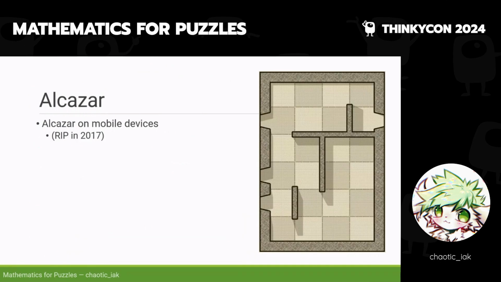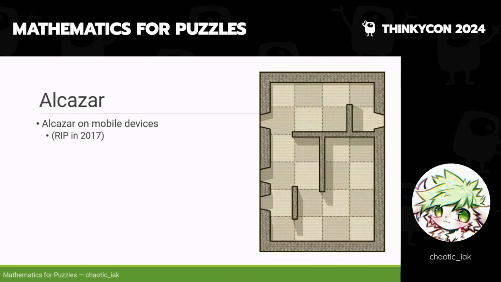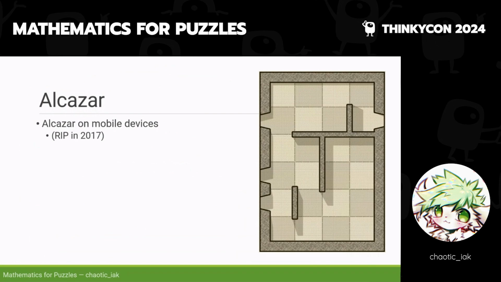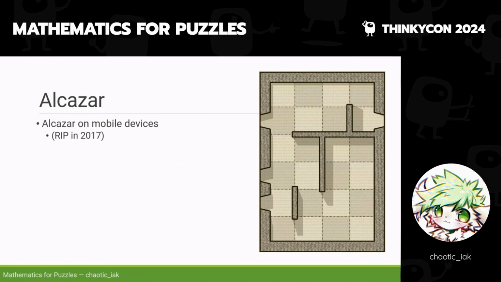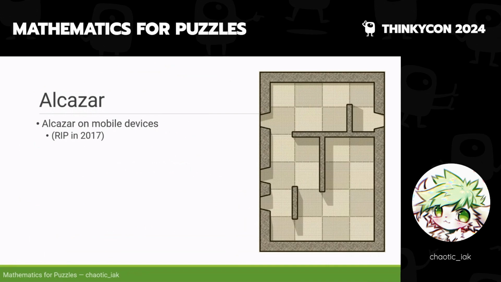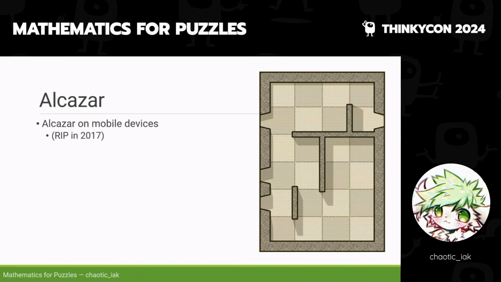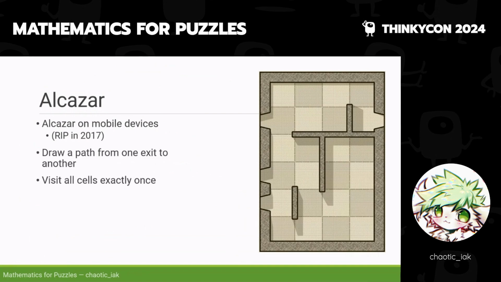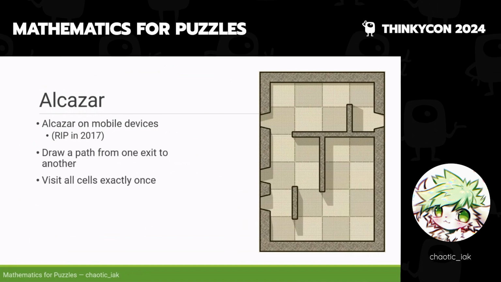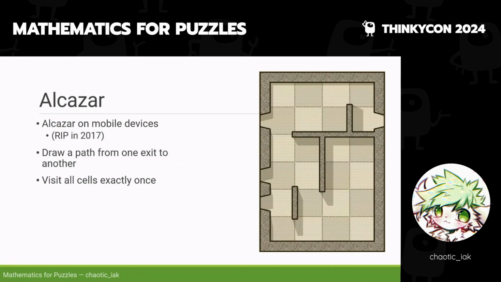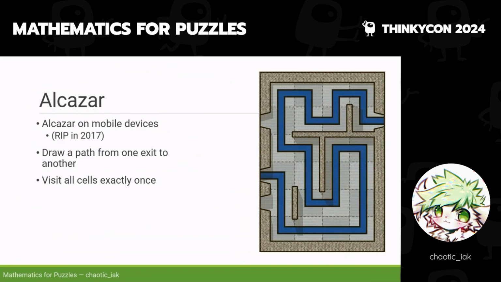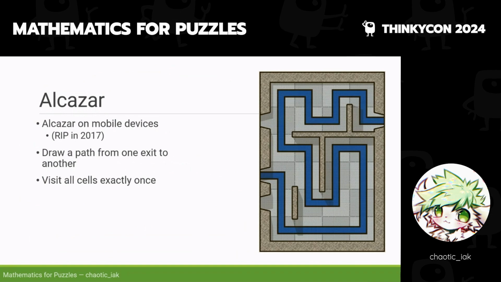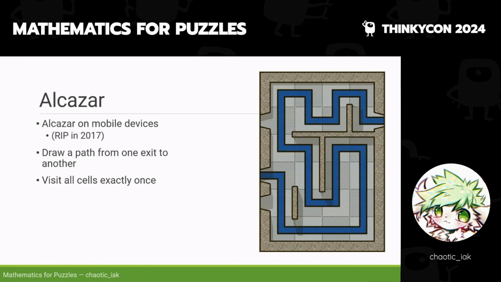So this is a mobile game called Alcazar. Unfortunately, it was discontinued in 2017, but when I played it, I found it enjoyable. A puzzle looks like this. The goal is to draw a path from one exit to another that visits all the cells exactly once. For this puzzle, the solution would look like this. From one exit to another, and you visit all the cells exactly once.